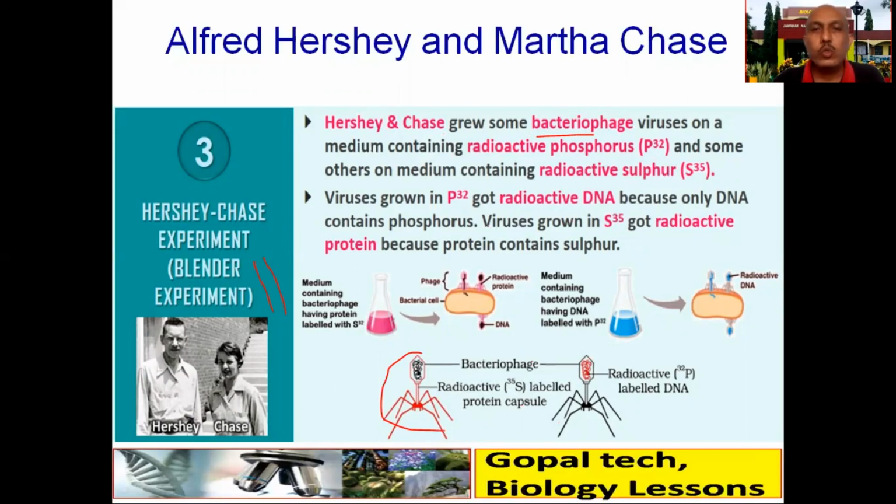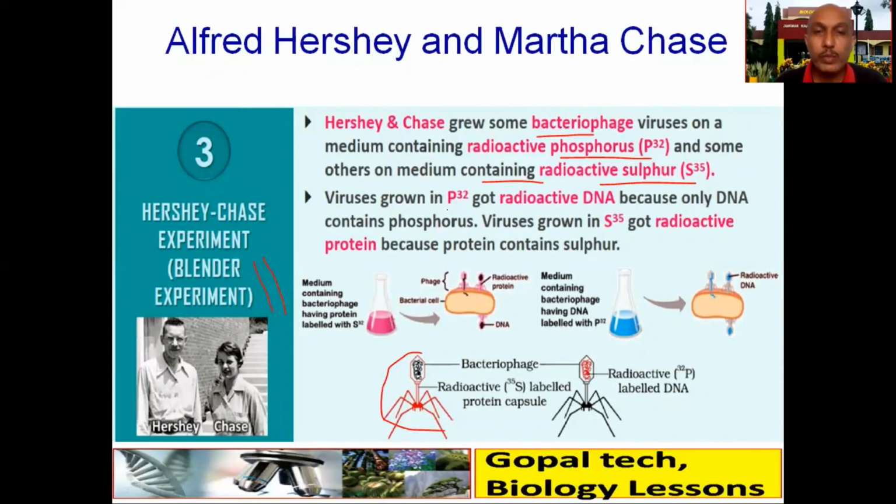Another characteristic of this bacteriophage is that the protein coat is rich in sulfur, not phosphorus, and DNA contains phosphorus but not sulfur. So they grew this bacteriophage virus on a medium containing radioactive phosphorus, P32. Remember, and some other bacteriophage on a medium containing radioactive sulfur, that is S35. Okay, you know radioisotopes 35, 32.